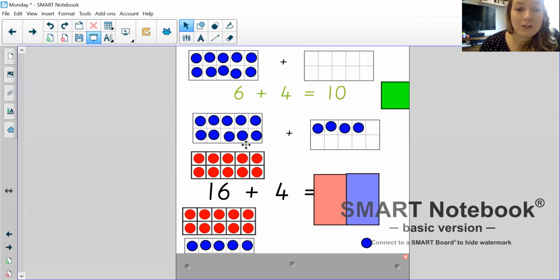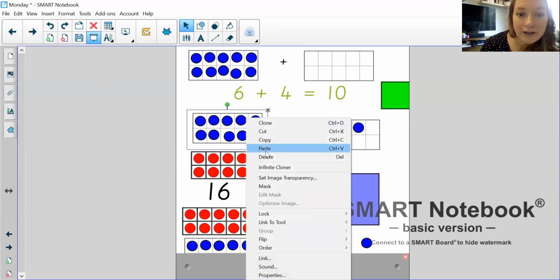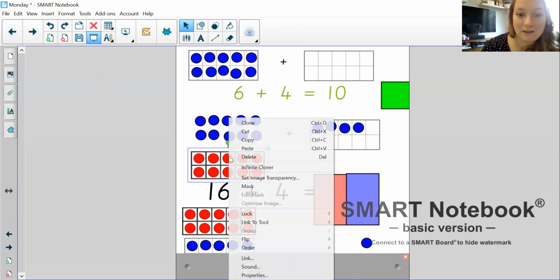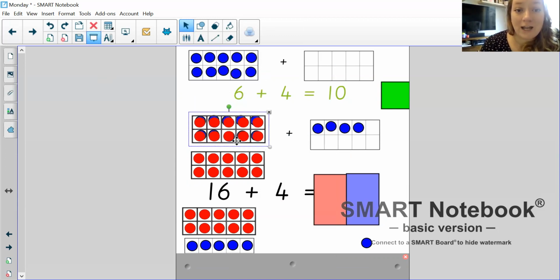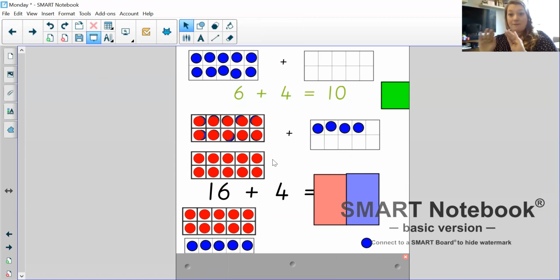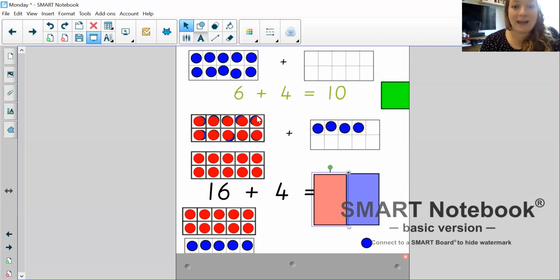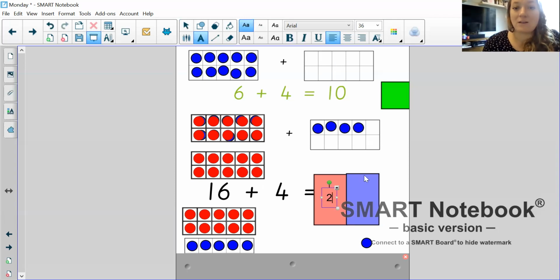Now, because I've done that, I'm going to change this. I'm going to make it red so that it looks like my other full tens frame, okay? Because it's full. I've got 2 tens now. I did 16 add 4, and I've made 2 whole tens. So I'm going to write that here. I've got 2 tens.